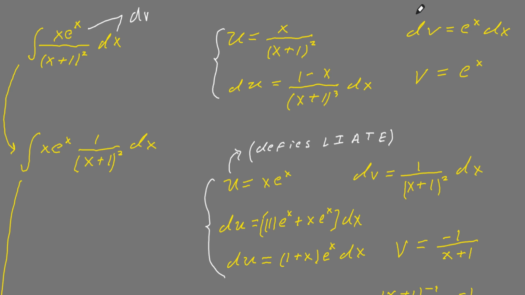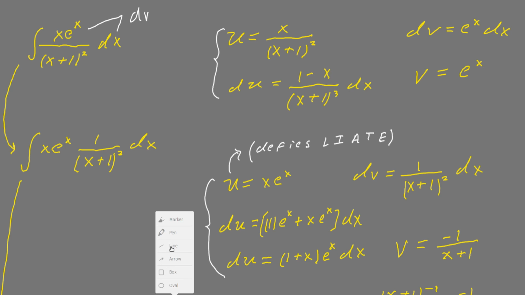So v is just equal to the integral of both these sides. So the integral of dv is equal to v, and the integral of this side is just the integral of e to the x dx, which is just equal to e to the x. So now I have to calculate du. So I have to take the derivative of this with respect to x. And in order to do that, I can just use the quotient rule, and the result of that is just this term over here, and that's times dx.